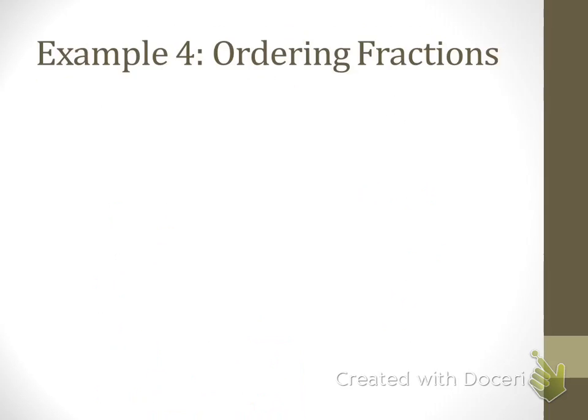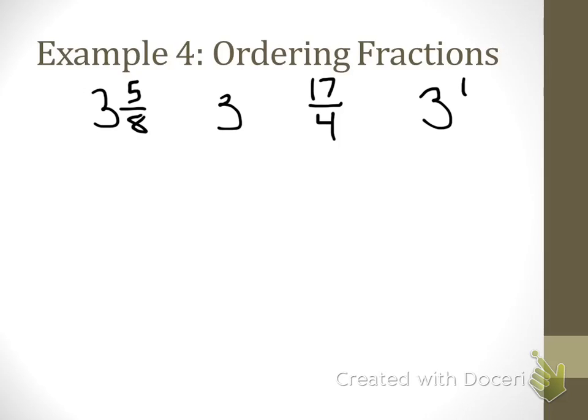Now in example 4, we're ordering fractions. These are going to be mixed numbers and improper fractions. We have 3 5/8, 3, 17 over 4, and 3 1/2. We're going to use our same rule of thumb and convert all mixed numbers to improper fractions. So 3 5/8 becomes, class? 29 over 8. 3 becomes 3 over 1.